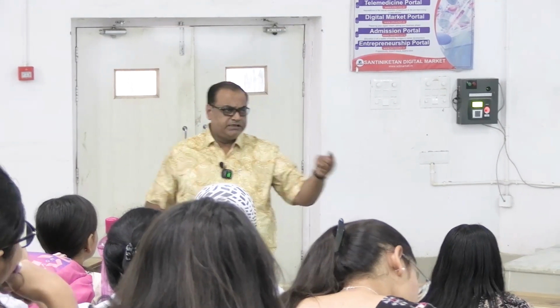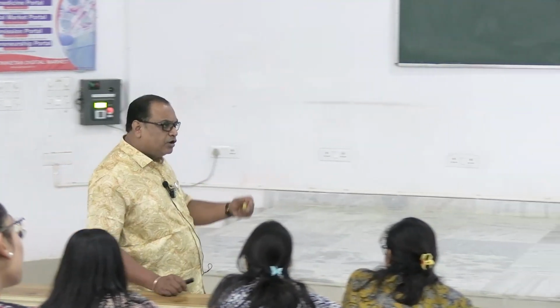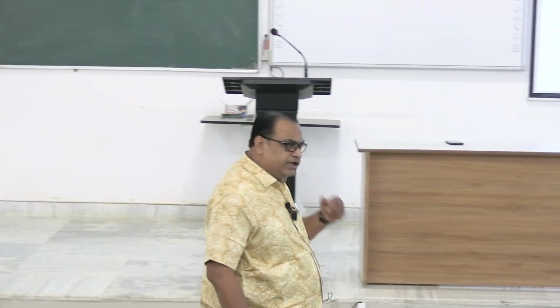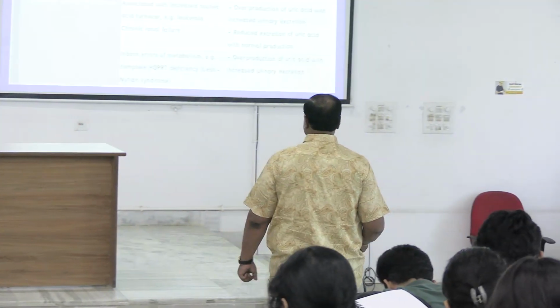So we need uricosuric agents. There are two types of drugs which are targeted to reduce uric acid in the body. One, inhibitors of xanthine oxidase. Number two, uricosuric agents, which help in excretion, to increase the excretion of uric acid from the body. Right? So now we will see each one.